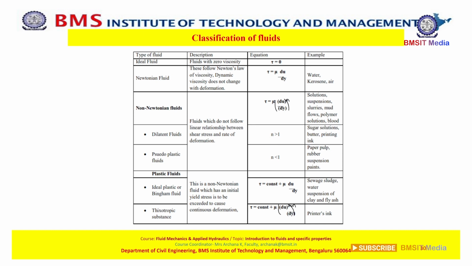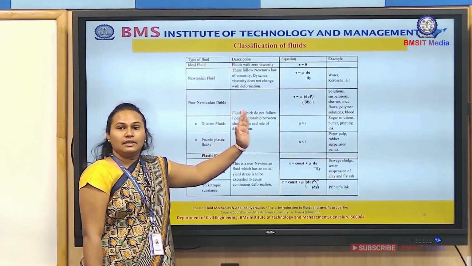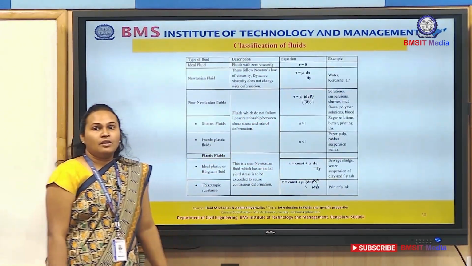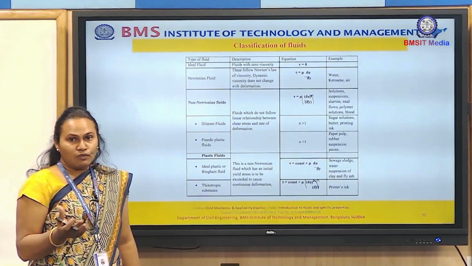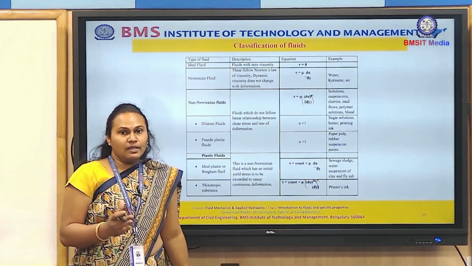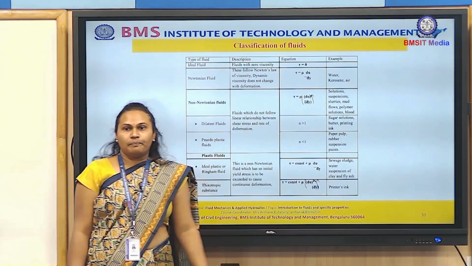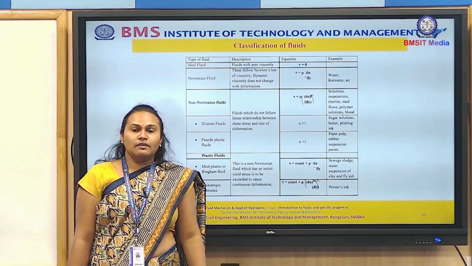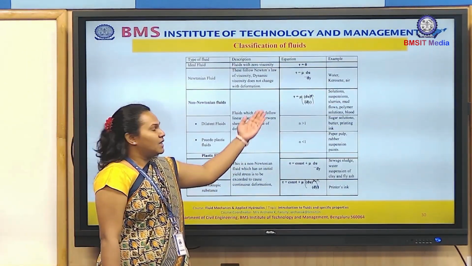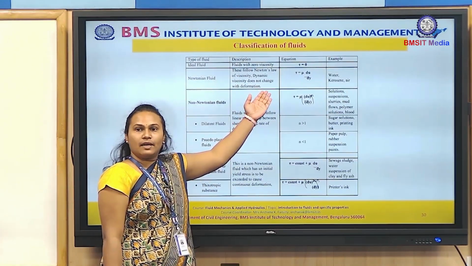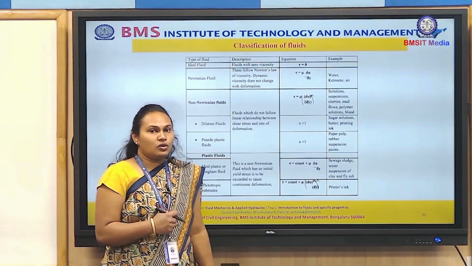So you can see we have described the type of fluid, the description of the fluid, the equation and the example. The first fluid is the ideal fluid. The fluid has no viscosity, so shear stress will be 0. The equation for ideal fluid is tau is equal to 0. Next is a Newtonian fluid, the one which follows Newton's law of viscosity. The equation for that fluid is given as tau is equal to mu into du by dy. What is the example for a Newtonian fluid?